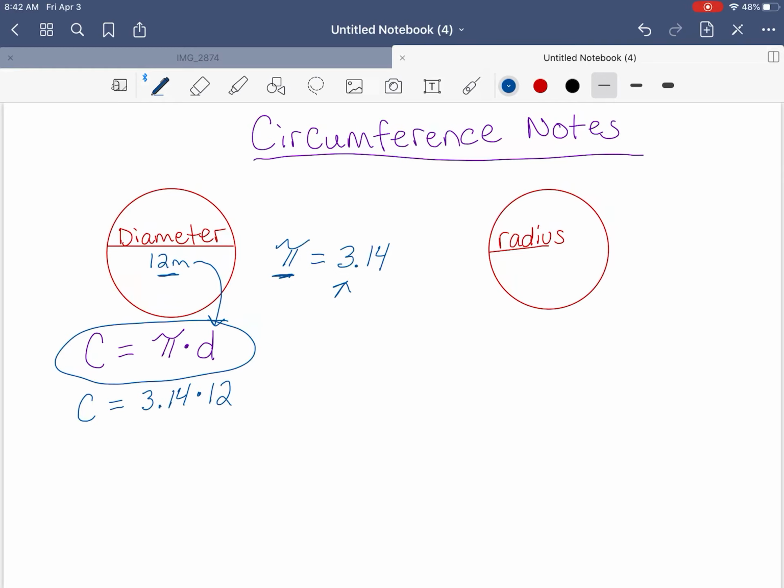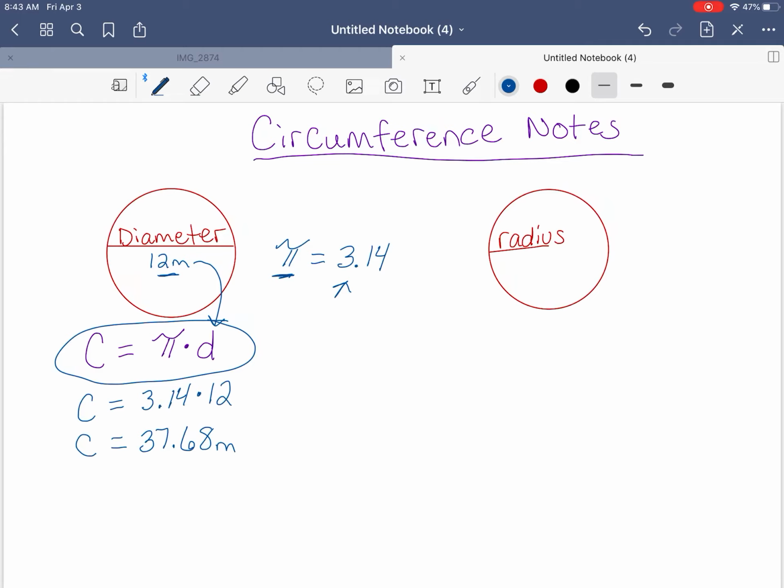Now you can pause this and grab a calculator, or you can split your iPad and pull your calculator up on your iPad screen. On our calculator, we plug in 3.14 times 12, and that gives us our circumference. When we plug that in, we should get circumference equals 37.68 meters. Remember to label with your unit of measurement. So that's one way we can do it. But like I said, we can calculate circumference using the diameter or the radius. Either or, it doesn't matter. We will get the same answer.